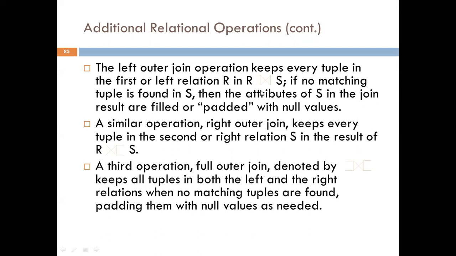This is the left side, this is the right side. If we want to keep both relations, then the symbol will be like this. This is called a full outer join, which keeps all the tuples in both the left and right relations. When no matching tuples are found, the particular attributes will be filled with null values.